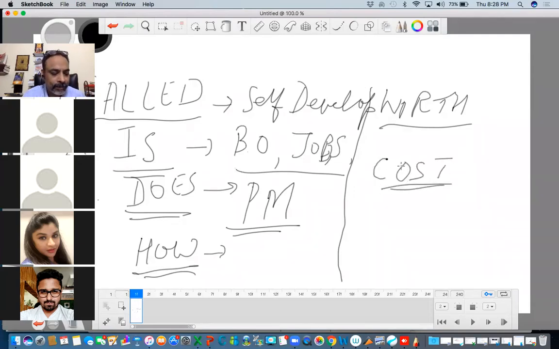So what's the cost? It's nearly about 50,000 bucks for at least a set of 6 sessions or something. Lovely. So you see, this is what you have to cover. These are the 6 steps.